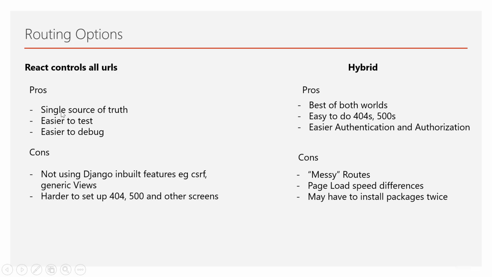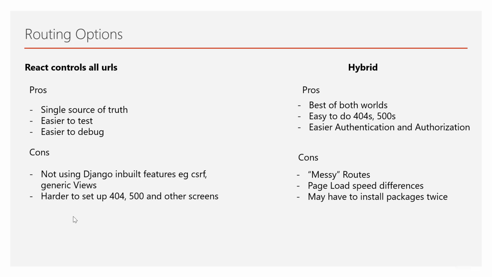The disadvantages of having React handling all URLs, according to me, are that you tend not to use a lot of Django inbuilt features like CSRF tokens, if you're looking at generic views, login views, form views, and some of these are usually way easier to do than setting up forms in React. So I usually believe you are losing out a lot when not using Django inbuilt templating and generic views to do most of these things.